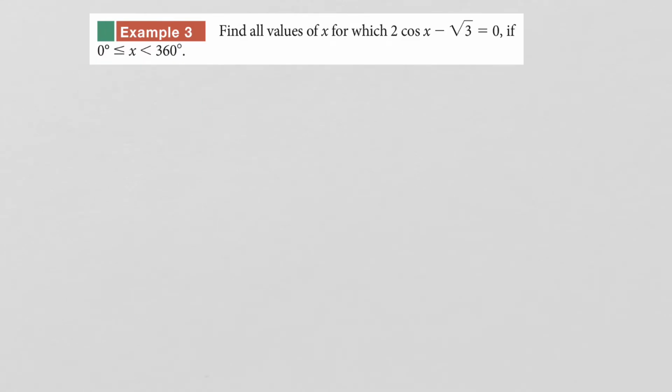In this example, they ask us to find all values of x for which 2 cosine of x minus radical 3 equals 0 if x is an angle between 0 and 360 degrees. So this tells us they want the answer in degrees. And so we just need to take the equation and solve for x. So first we're going to get cosine of x by itself. We could do this by adding radical 3 to both sides.